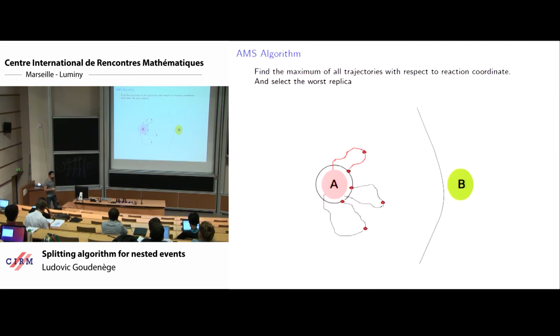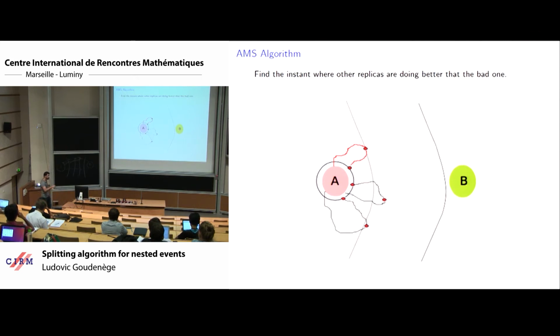And you decide to split the physical space with the maximum of these particles. It will be your first level. Of course, since this is the worst particle, all the other particles will pass this level. So this one is the only bad one. And so, in fact, I have an idea of the probability to reach this level. In fact, this is 2 over 3.